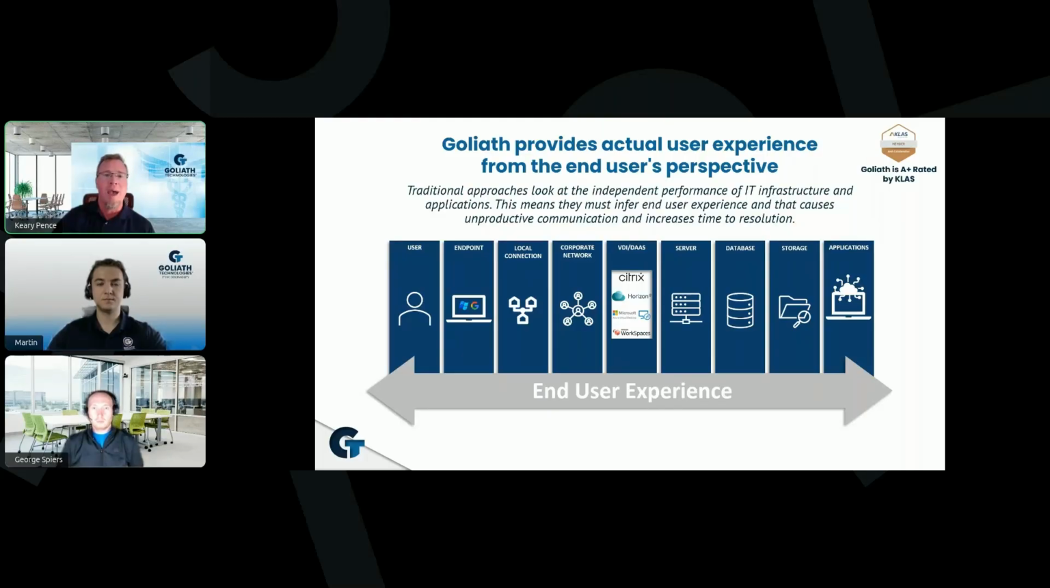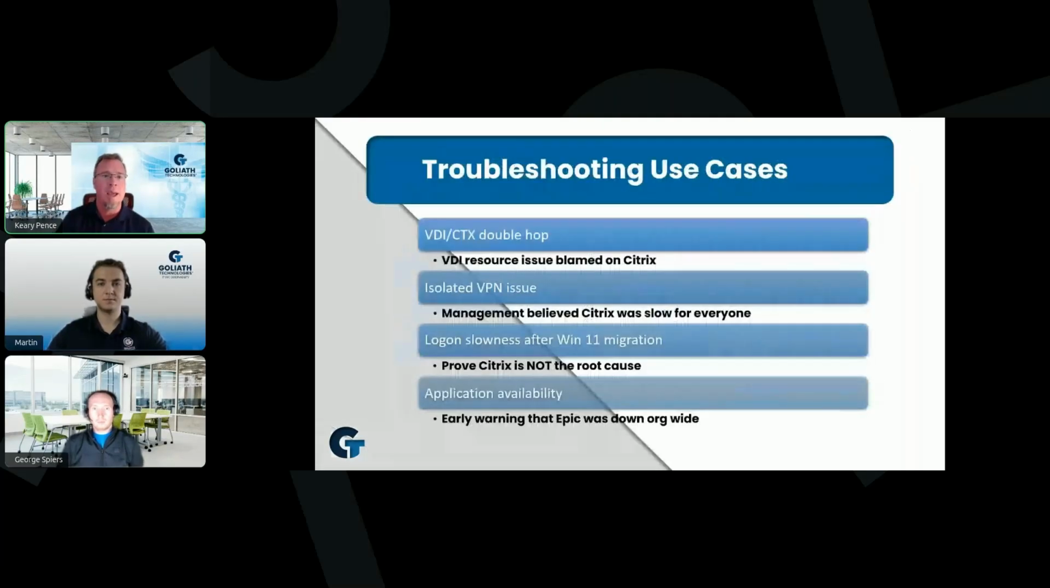But with that, I want to bring George and Martin in. We're going to jump right into our troubleshooting use cases. So we're going to kick it off with that VDI Citrix double hop scenario. Again, this is a scenario where a VDI resource issue is actually blamed on Citrix. So the Citrix team were the first ones to take the shots. But then after doing some digging, it wasn't a Citrix issue at all.